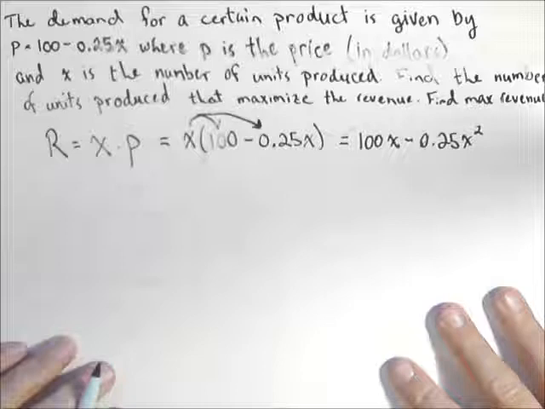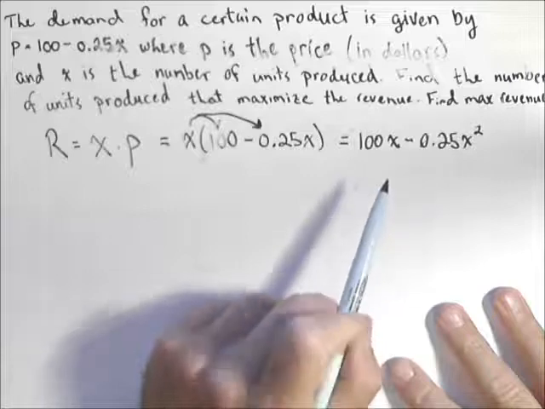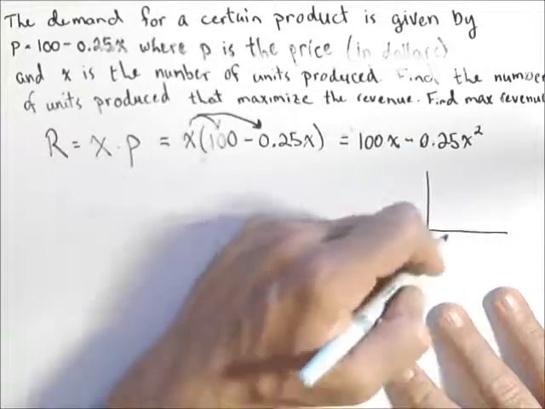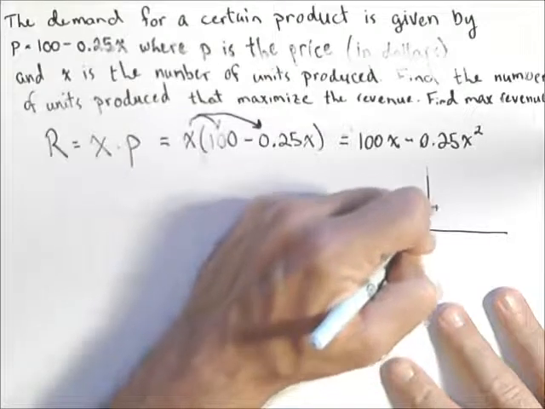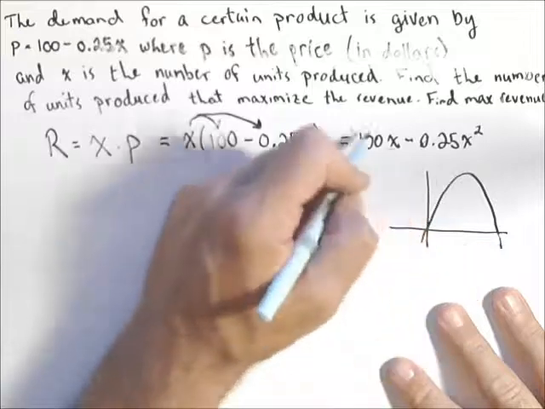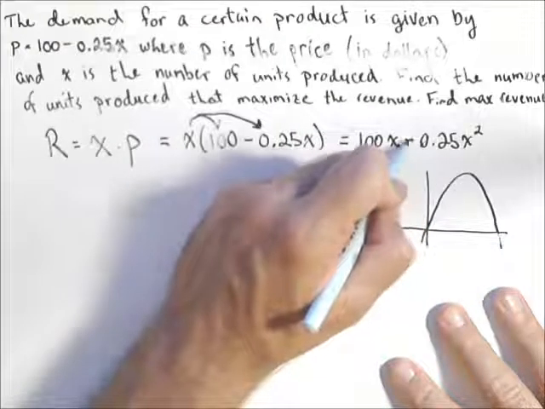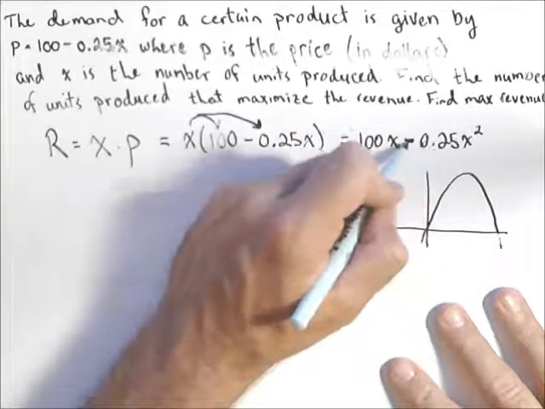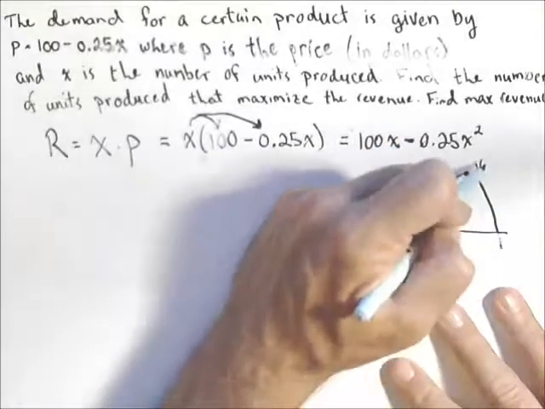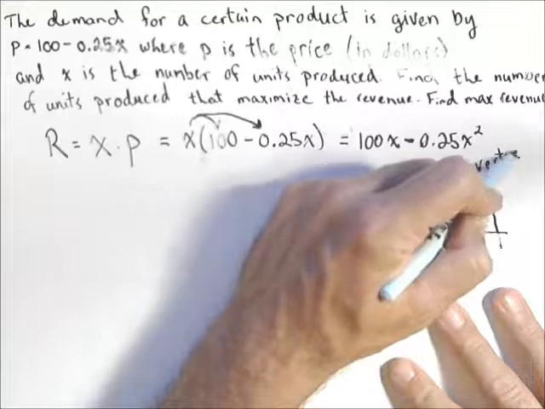Now, what we need to do is maximize the revenue. We have a quadratic. Remember what the graph of a quadratic looks like. This thing is going to have a graph that goes through 0, 0, because if you see, when x is 0, the revenue is 0, and comes back down. I know it's going to open downwards because my a value is negative. So the maximum revenue is going to be right here at the vertex.